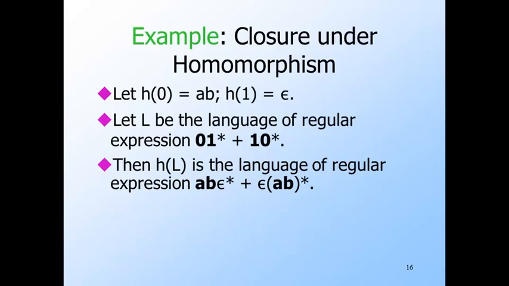Here's a simple example. H is the homomorphism we have been using as an example right along, and L is also a language whose regular expression E we saw before in connection with reversal. We compute an expression for H of L by replacing each occurrence of 0 in E by AB and each occurrence of 1 by the empty string. The resulting expression is this one. Okay. That is, this 0 got replaced by AB, this 1 got replaced by the empty string, that 1 got replaced by the empty string, and this 0 got replaced by AB.